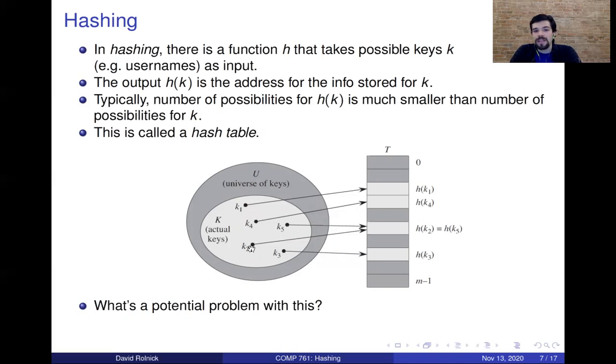So here you have possible keys, and then here they get mapped to actual addresses in memory. And as you can maybe guess from this, what is a potential problem with this? So we had a previous problem of just having to take vastly too much memory. Now what's the potential problem with hashing in its naive form?